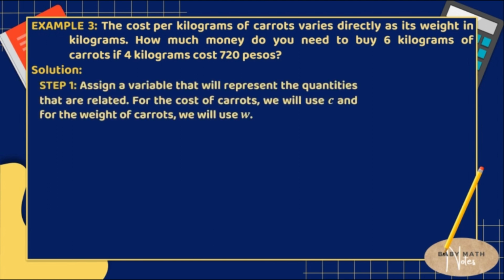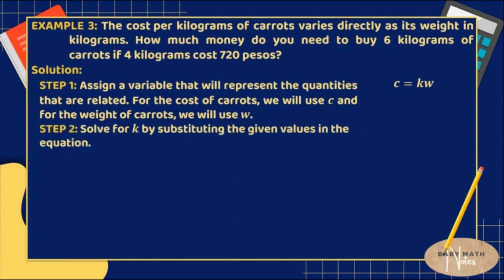Step number 1, we are going to assign a variable that will represent the quantities that are related. Ano ba yung pinag-uusapan? So, we have the cost of carrots and we are going to use C. And for the weight of carrots, we will use W. Ayan, kailangan muna natin gumawa ng mathematical equation.